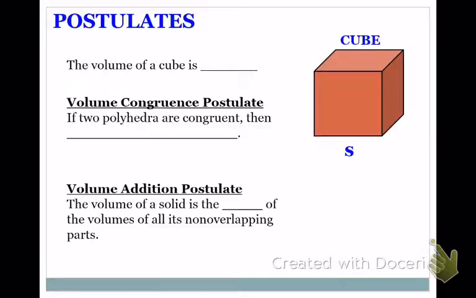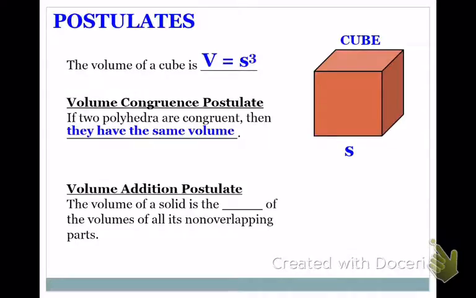Some postulates. Okay? The volume of a cube is simply taking the edge length and cubing it, right? We go S times S times S, because all these are S's, and we get S cubed, okay? Now, a couple of other postulates that are just incredibly obvious. If 2 polyhedra are congruent, then they have the same volume, if that makes sense.